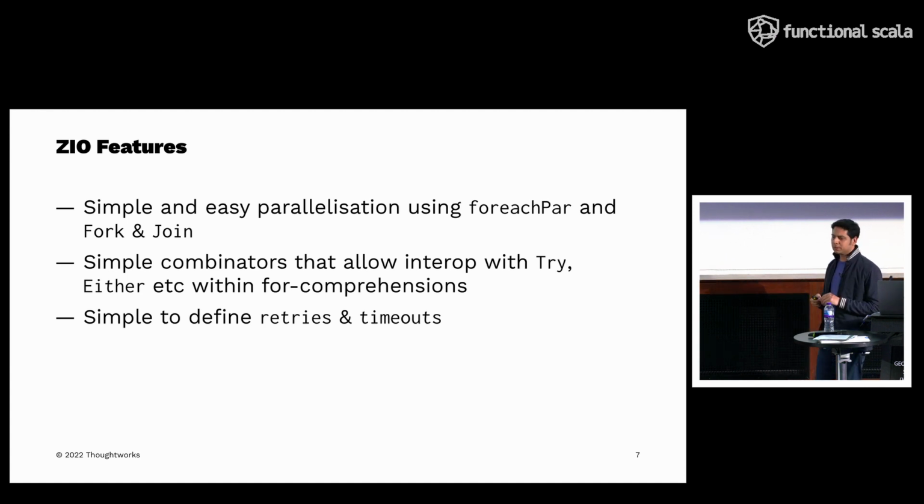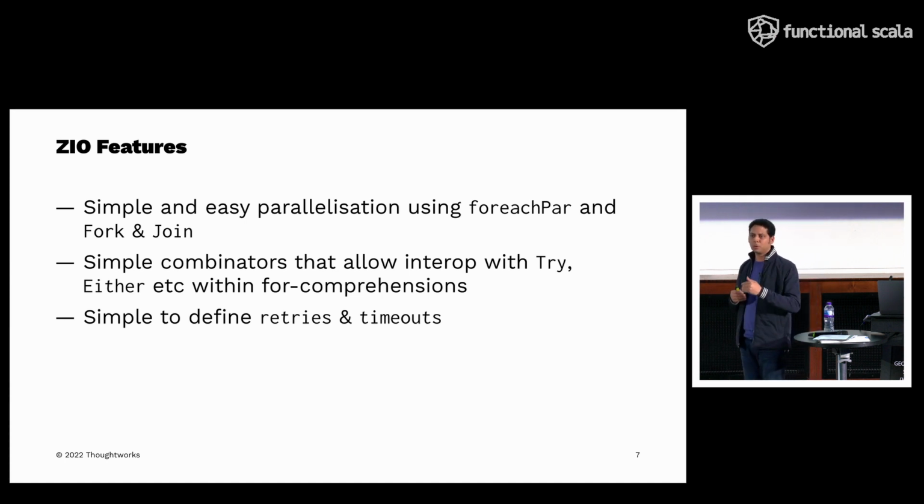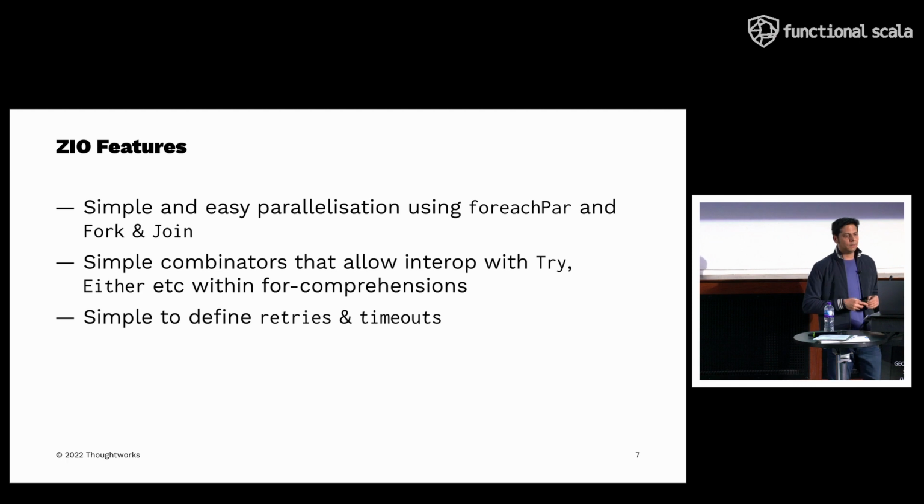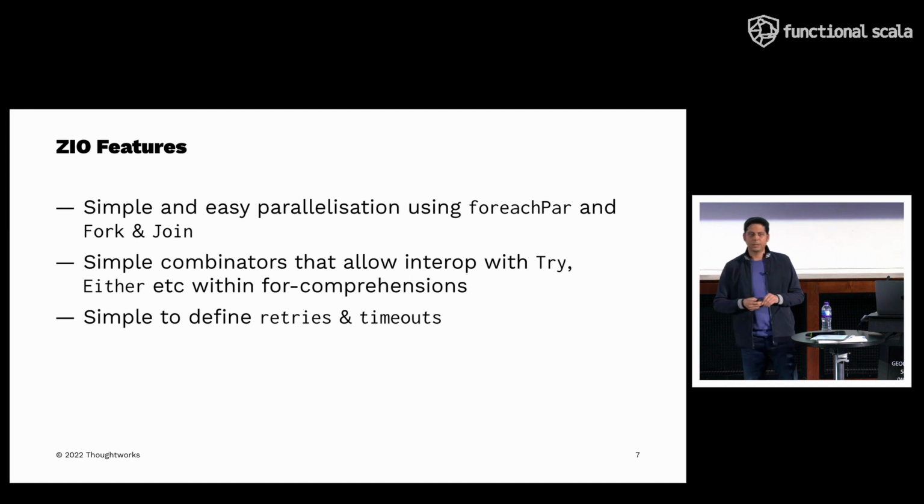Some of the notable features of ZIO that we ended up using in the pipeline were foreachPar and fork/join, which were the two main features that allowed us parallelization at a job level. The second feature was combinators, mainly for interop between monads, such as Try or Either, and then you can have the same effect. All of these different types can then be used with ZIO wrappers to convert into a ZIO effect, and then you can nicely bake them into a for comprehension. And then finally, the retries and timeouts, which is one of the talks that has already covered quite a bit around failure management.